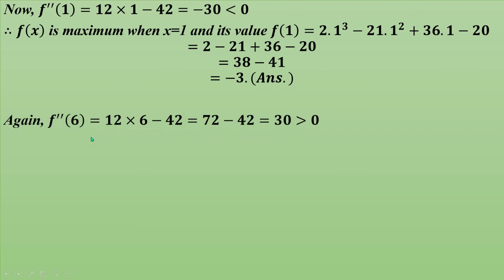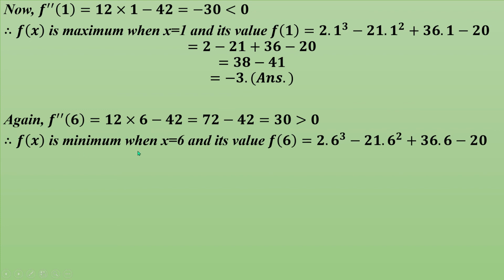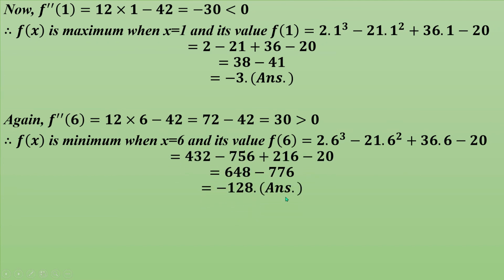And another point, that is x equal to 6, we will get plus 30, which is greater than 0. Therefore, f of x is minimum when x is equal to 6 and its value f of 6 is equal to this. And by calculating this, we will get minus 128. This is another answer, that means the minimum value.